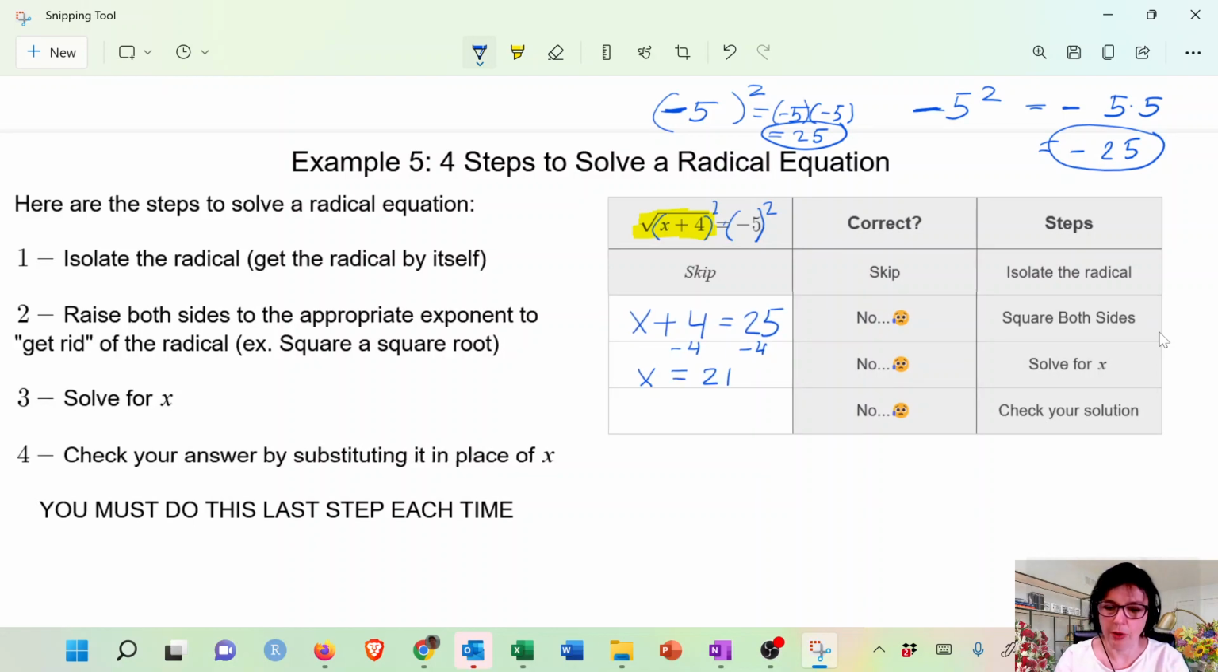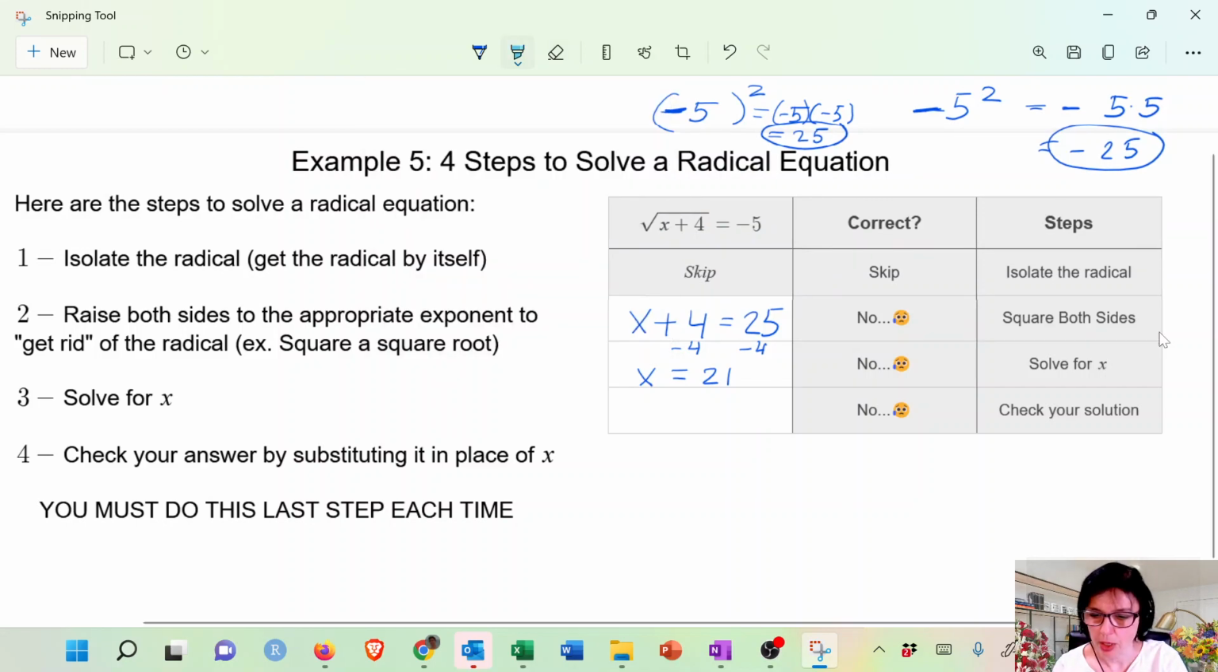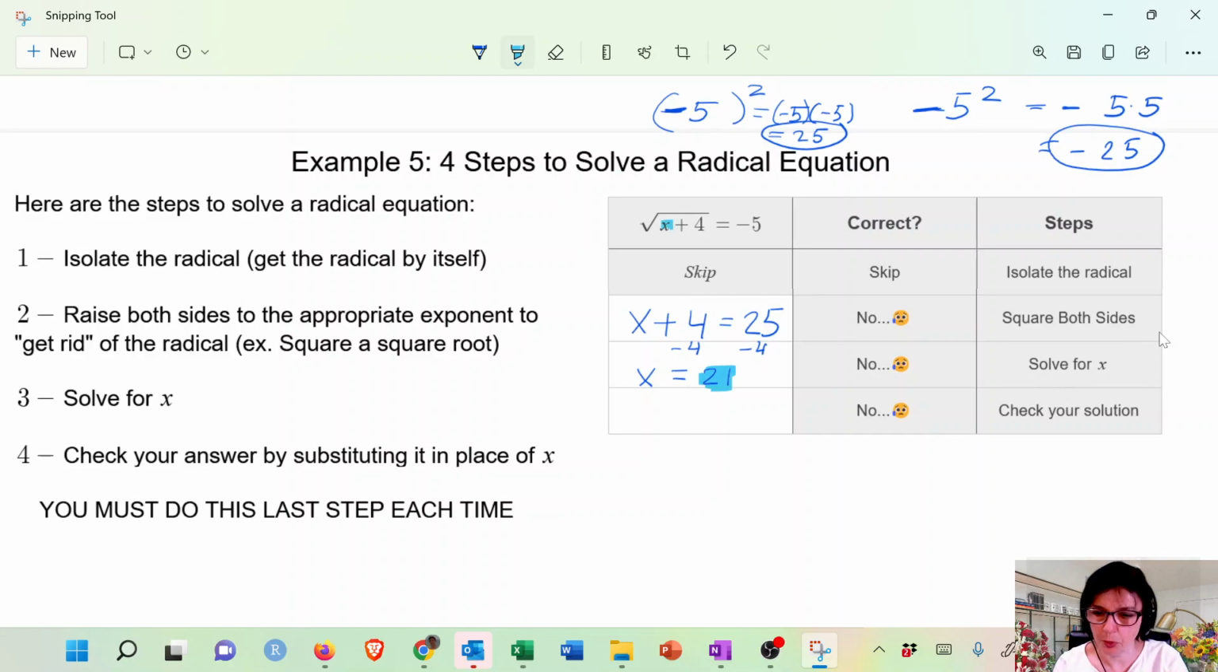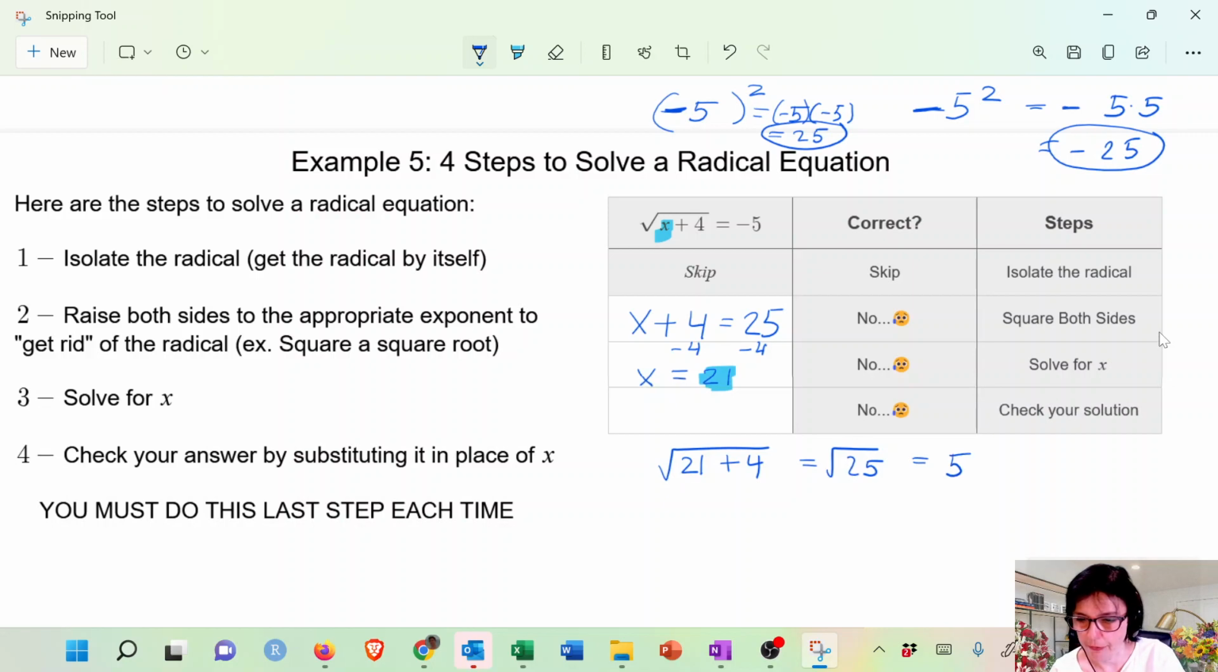So now our next step is to check to see if this is really a solution or one of those extraneous solutions. So let's go back to the original equation. Let's take 21 and put it in for x and see what happens. So we've got the square root of 21 plus 4. That is the square root of 25. And that's 5. But is that equal to negative 5? The answer is obviously no, it's not.